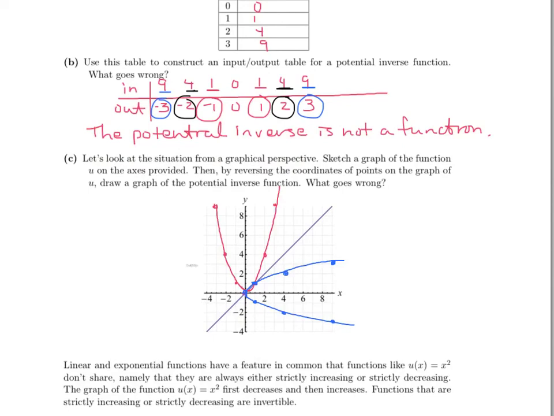Notice that for the value of 9, there are 2 outputs. For the value of 4, for example, there are 2 outputs. No matter what input I pick, no matter what x value I pick, notice there will always be 2 outputs for every input. And once again, this implies that the potential inverse is not a function.